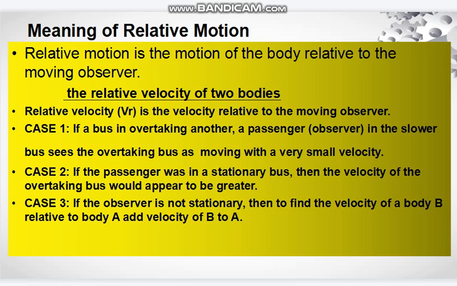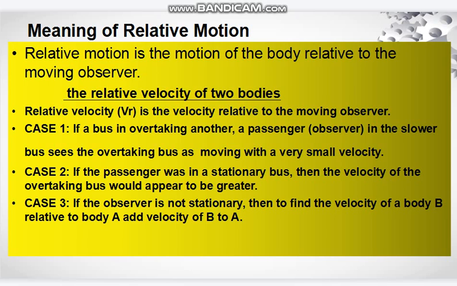So if, for example, an observer is traveling in bus A, and the other bus is overtaking bus A, the observer from bus A will see the overtaking bus not moving much faster, as if the observer could have been stationed in one place. So you can observe that there is a relative velocity among the two moving objects. The second case is that if the passenger was in a stationary bus, then the velocity of the overtaking bus would appear to be greater.